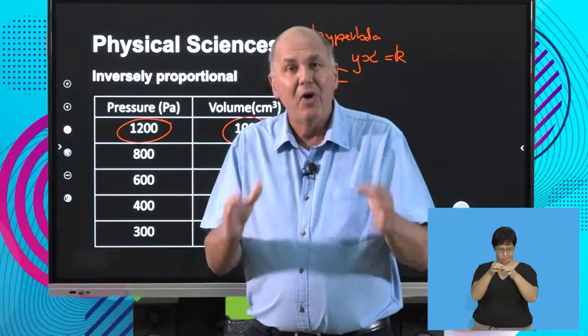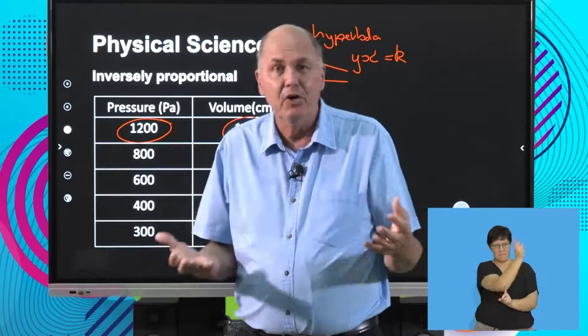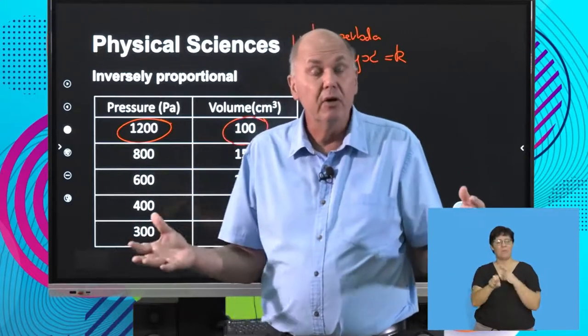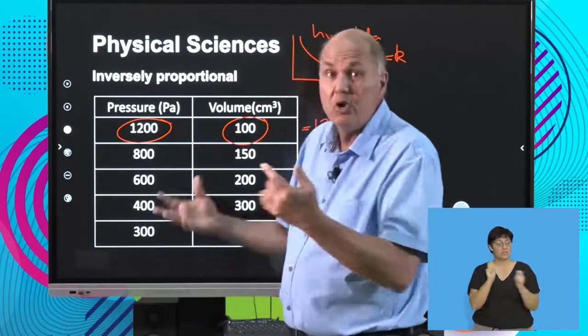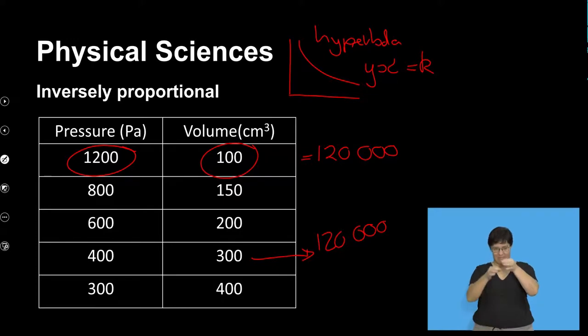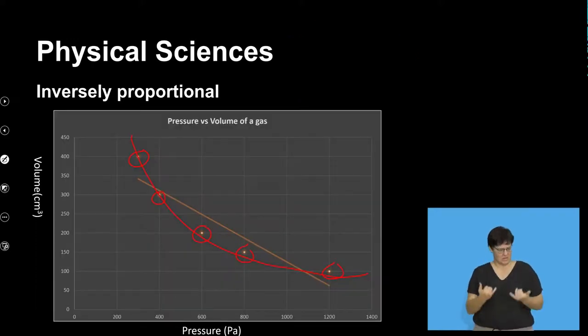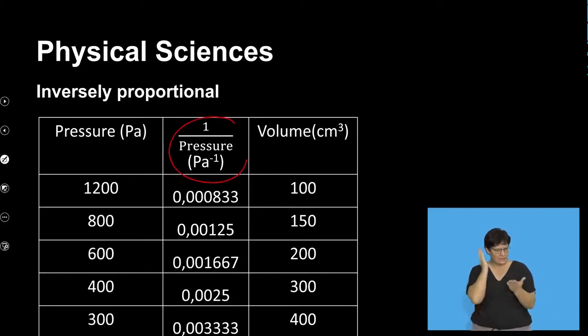But you know what? The graph isn't helpful. Because the graph being a curve, it could be a cubic graph, or it could be a parabola or a part of a parabola. We're not sure. So we have a little trick up our sleeve. Because inversely proportional can also be represented in terms of 1 over, or the reciprocal of pressure.